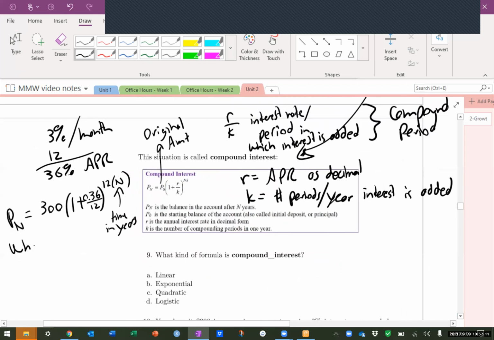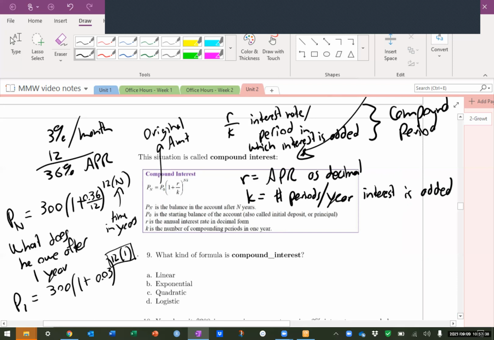So what does he owe you after 1 year? Let's say he gets his act together after 1 year and says, okay, I need to repay. We would put in n equals 1 here: 300 times 1 plus 0.36 divided by 12, which was the 3% interest he's paying per month, for 1 year. This 12 times 1 makes it so there are 12 compounding periods. Let's do that.